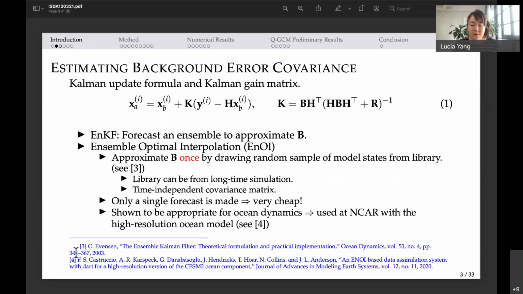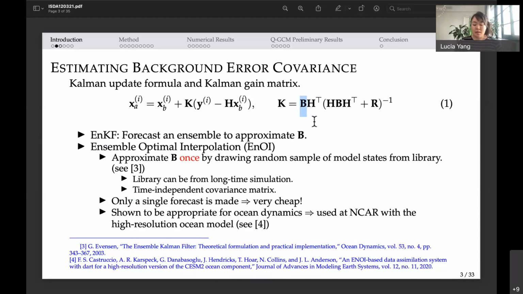Okay, so everything that I'll talk about today has to do with estimating the background error covariance matrix. So we have here our familiar Kalman update formula and the Kalman gain matrix, and all we're doing is figuring out how to best estimate the B matrix. So as we all know, in EnKF, we forecast an ensemble and compute the sample covariance matrix, which then approximates this B matrix. And in ensemble optimal interpolation, it's done in a different way.